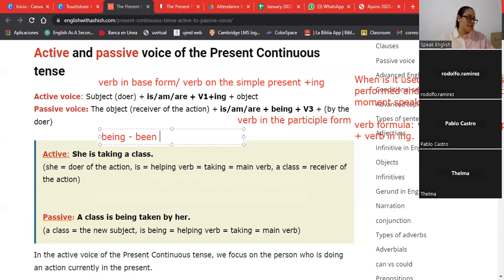Can you tell me what is the difference between being and been? The first one is present continuous. The second one, been, is past participle. Very good. Both of them are the verb to be, but the form or the tense of the verb to be is different.